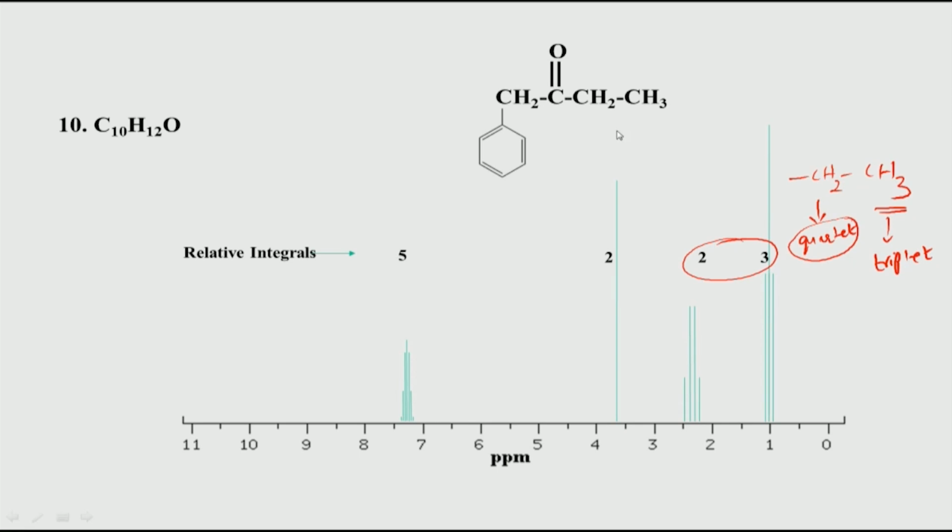So, this brings us to the end of this class, and we have looked at basically 10 examples of how we can analyze a proton spectrum given only the composition and not the structure, and how we can deduce the structure. But remember, this is just an exercise for you to understand how we can use the spectrum. In real research, we do not rely only on the proton spectrum. We also use carbon 1D spectrum, IR spectrum, mass spectrum, and so on. All these together are used.